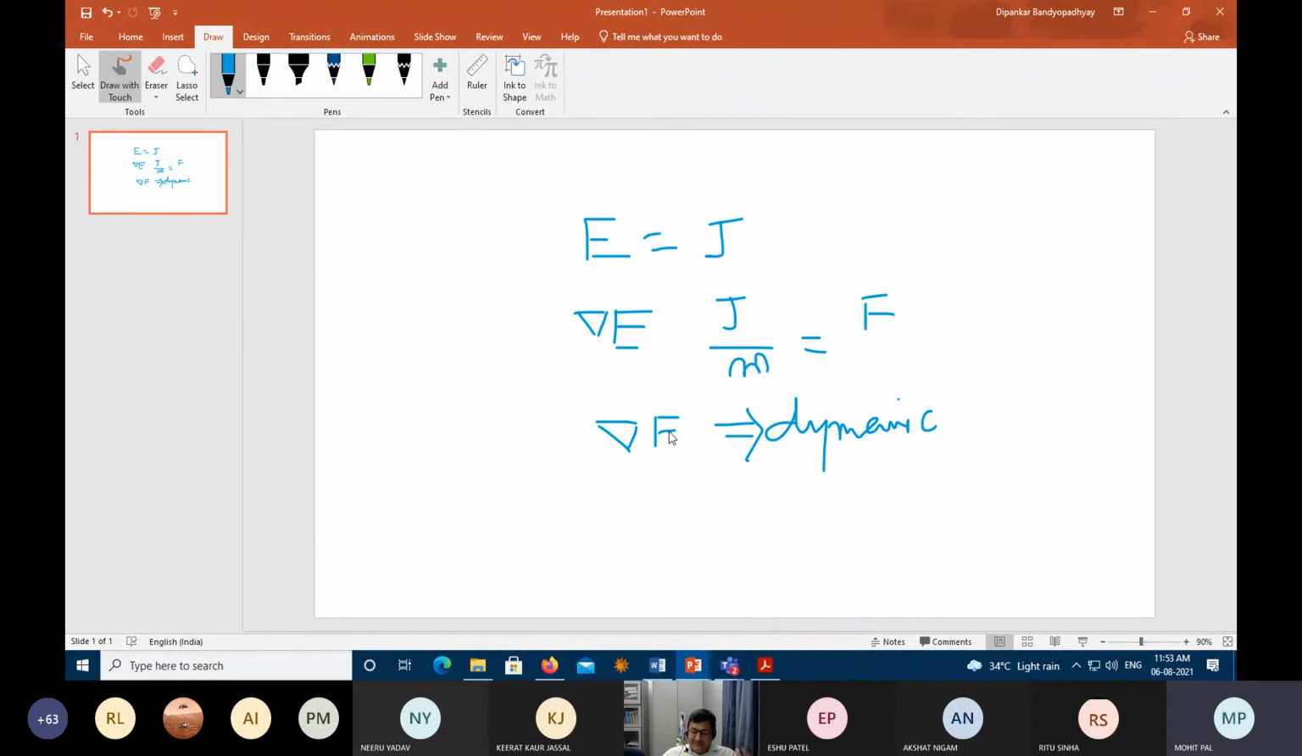Whenever the forces are equal, it is Newton's first law: if there is no force, it will remain static, or if there is a force balance, it will be in uniform velocity. But whenever there is an imbalance of force, the acceleration will come, and that is the starting point of the dynamical processes.